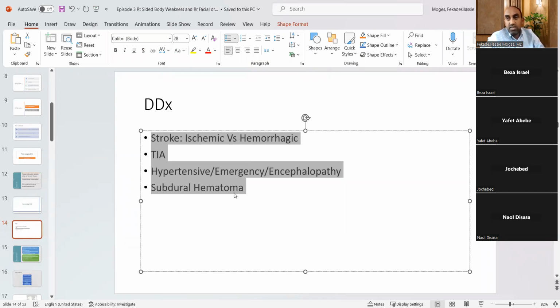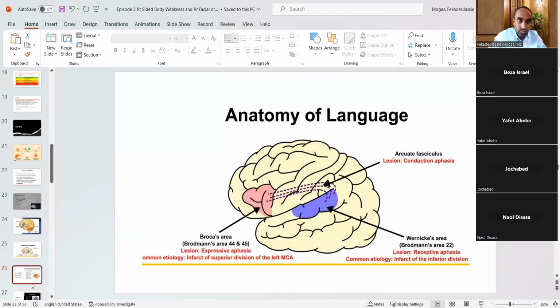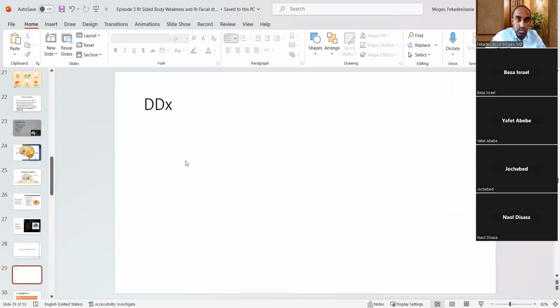Yes. Hypertensive emergency encephalopathy, less likely. Hypertensive encephalopathy, most of the time, involves the occipital region, and visual abnormalities, headache and everything would be there. That is absent, so hypertensive emergency can be excluded, I guess, in the differential diagnosis. Which one do you want to remove further?